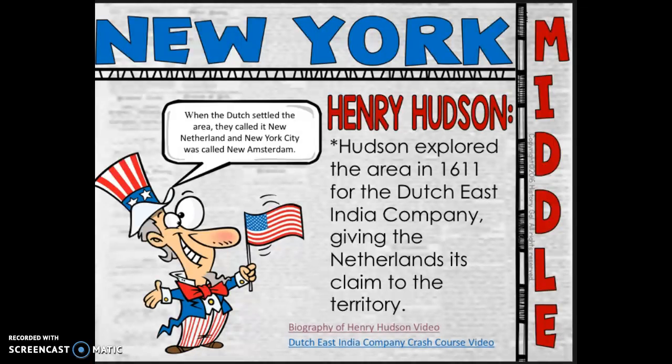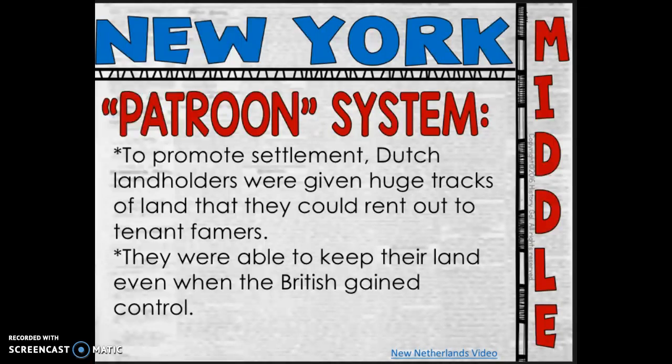All right, so we are moving on to the patron system. The patron system was to promote settlement. Dutch landowners were given huge tracts of land that they could rent out to tenant farmers. They were able to keep their land even when the British gained control.